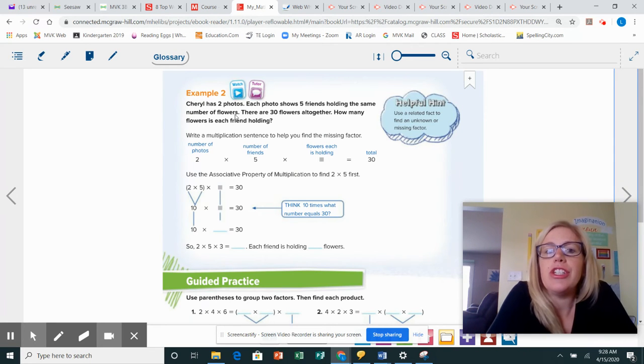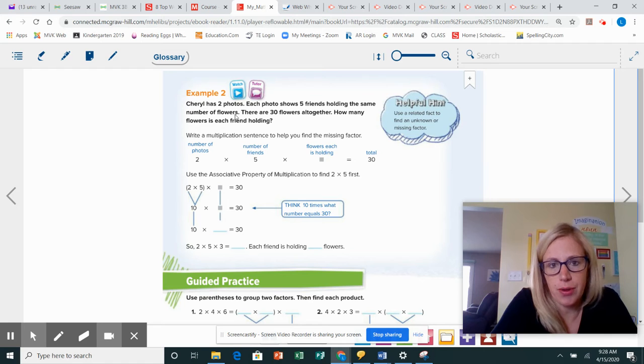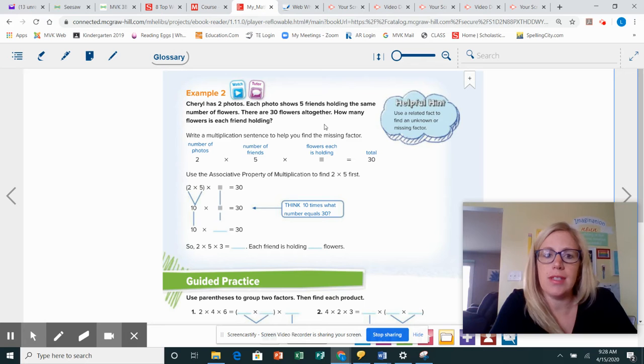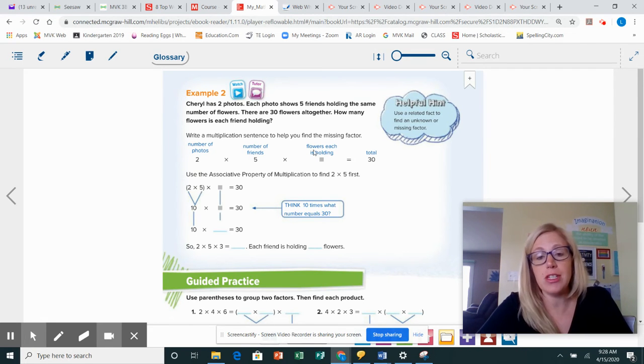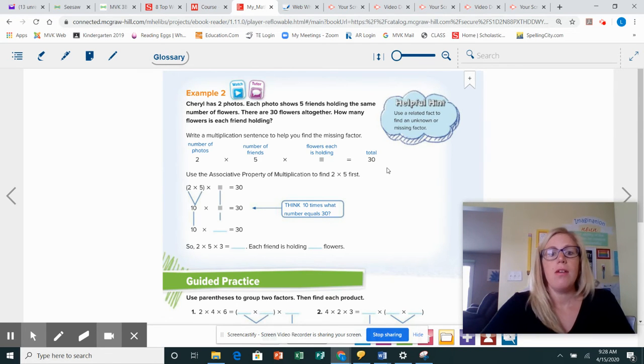This next one, Cheryl has 2 photos. Each photo shows 5 friends holding the same number of flowers. There are 30 flowers altogether. How many flowers is each friend holding? Well, they already showed you how to write this multiplication sentence right here. 2 stands for the number of photos she has. 5 stands for the friends who are holding those flowers. We do not know how many flowers each person is holding. We know the total. So this is a little different, it's a little tricky. But if we set up an equation, we can solve it.